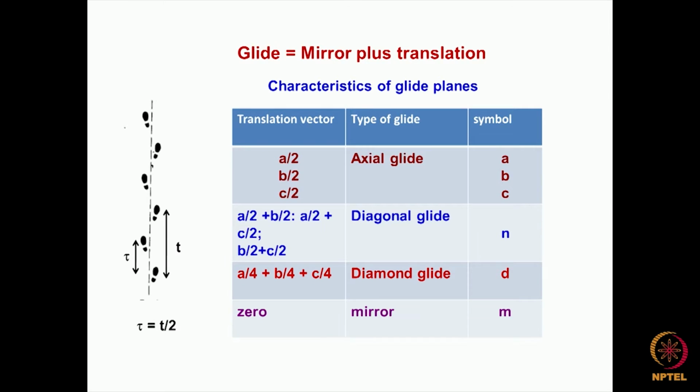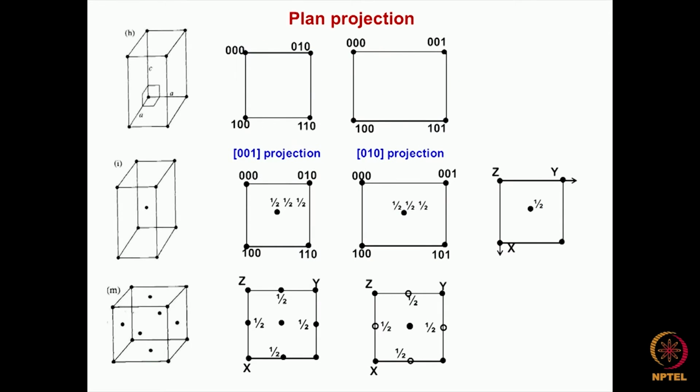All these various types of operations and symbols, and what is the translation vector associated with different types of glides, is given in this transparency. So far what we have considered is different types of symmetry operations, that is glide and screw, which are symmetry operations which involve either rotation and translation or reflection and translation. Now, like we have represented in a planar lattice, how do we represent all these symmetry elements?